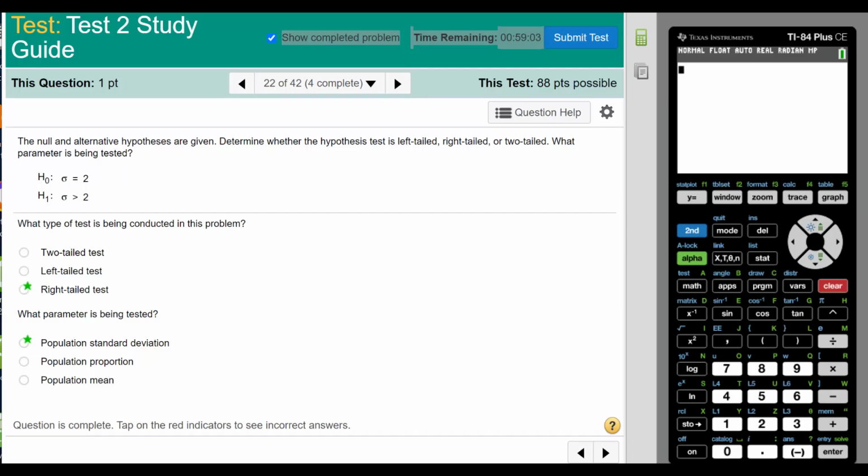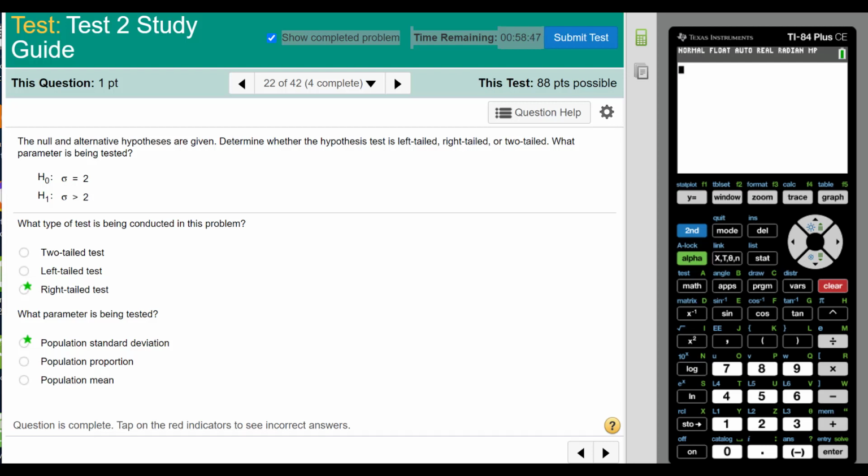This is the third video covering chapter 10 now. The null and the alternative hypotheses are given. Determine whether the hypothesis test is left-tailed, right-tailed, or two-tailed. That's very easy to tell you. Just look at the alternative, which is H1.